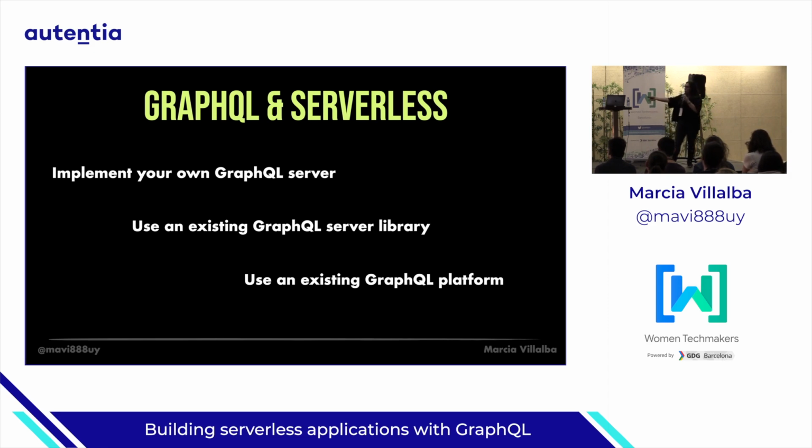When you go this way, you have some limitations, because GraphQL can be implemented in any language you like. If you want to implement GraphQL in Haskell, you can do it. If you want to implement it in assembler, go for it. But if you are using a platform, you need to go with the languages that the platform supports.